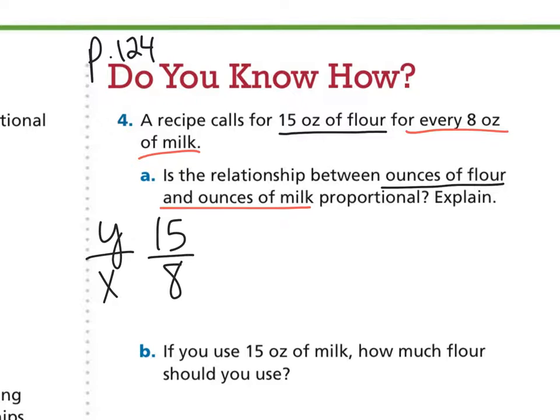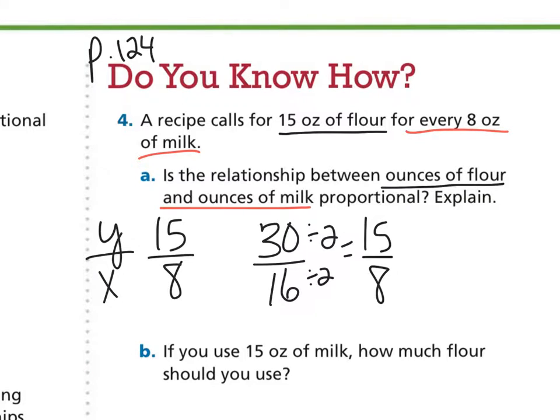So in other words, if we added another 15 ounces of flour, that'd be 30 ounces for another 8 ounces of milk, which would make 16 ounces of milk. And then that would reduce down to 15/8 as well. So no matter what we have here, yes, these would be proportional. Basically, for an explanation here, we could say we have a ratio of 15 over 8 between flour and milk, no matter how much we have.